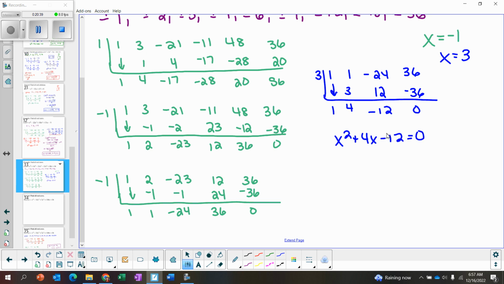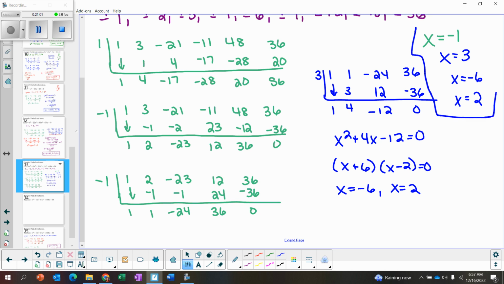The two numbers that multiply to negative 12 and add to positive 4 give x plus 6, x minus 2. So that means we also get x equals negative 6 and x equals positive 2. Oh, look at that. I could have done a 2 there as well, and it would have worked. All right, so those are our 4 solutions, even though x equals negative 1 was a repeated solution.